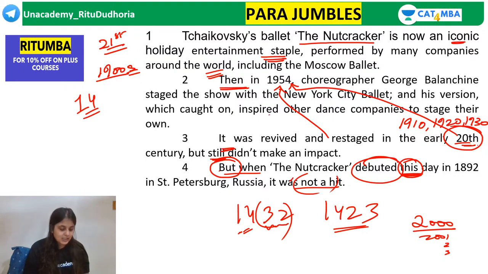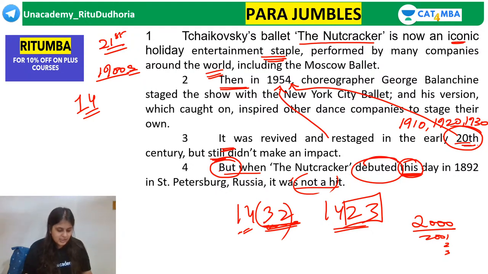Early 20th century and then in 1954. So guys, 3-2. This is a GK error, guys. But good, I gave you this question, now nobody is going to make this mistake. Guys, your century is sorted. Yes or no?